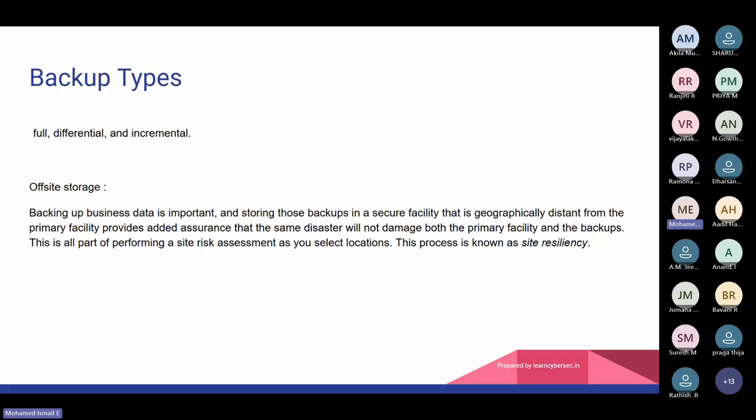Then offsite storage. Once you take a backup, if you store the backup in the primary site, what will happen? If a flood happens on the primary site, you will lose the backup as well, right? So similarly, offsite storage means the backup taken must be stored somewhere away, like a different country or different geo, so that it will not be impacted by the incident happening at the primary location.